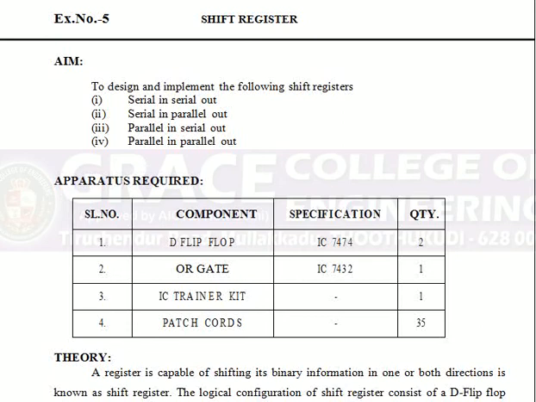Aim: to design and implement 4 shift registers, that is first one serial in serial out, second one serial in parallel out, third one parallel in serial out, fourth one parallel in parallel out. Apparatus required: D flip-flop, OR gate, IC trainer kit and patch cords.